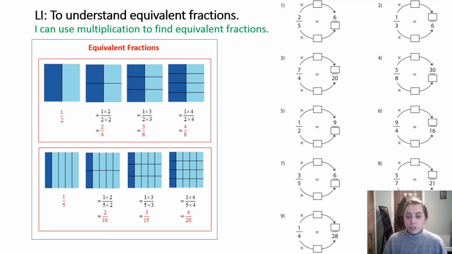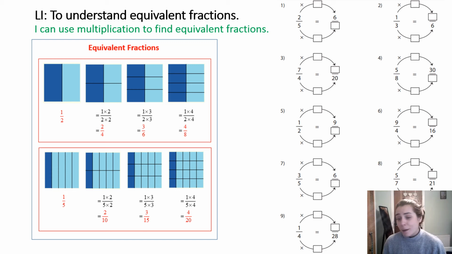Okay, here is your challenge. Obviously, I'm in the way for one of those questions. Apologies. What I'd like you to do is to use multiplication to find these equivalent fractions. Now, if you have a look at this, here's an example of how you do that. I have given you either the denominator or the numerator each time. So you've got to work out, what have I multiplied this number by to get this?